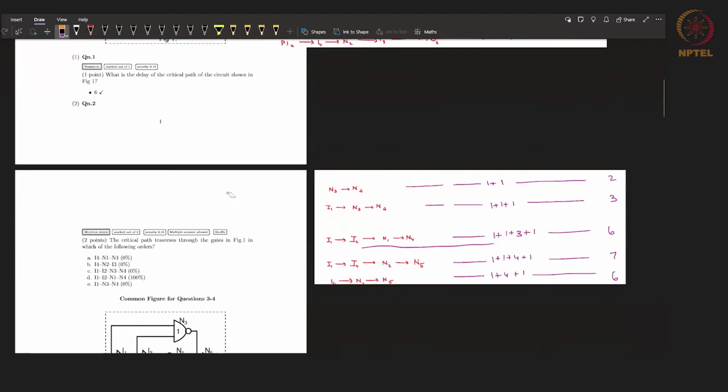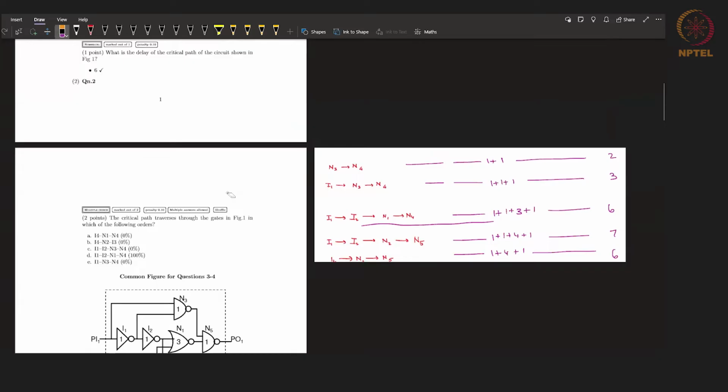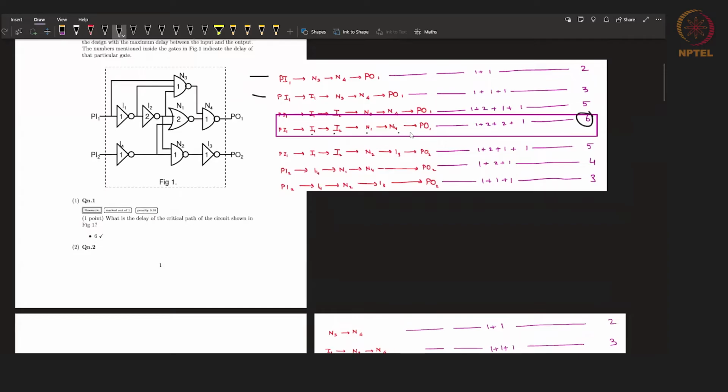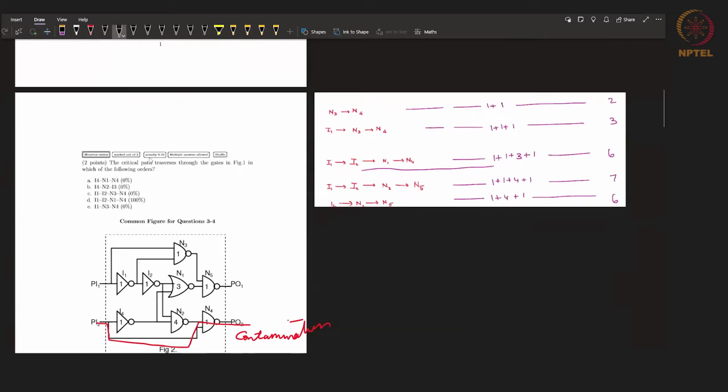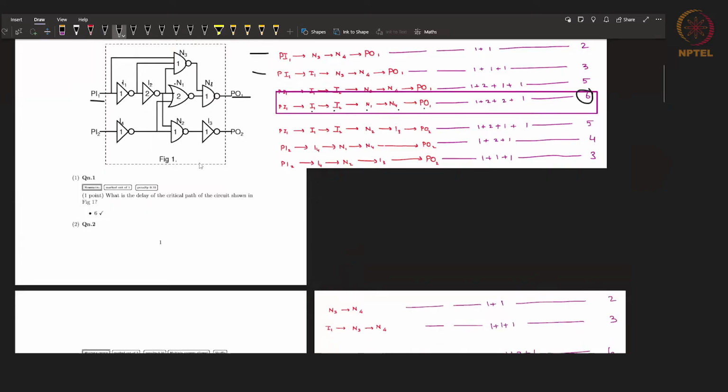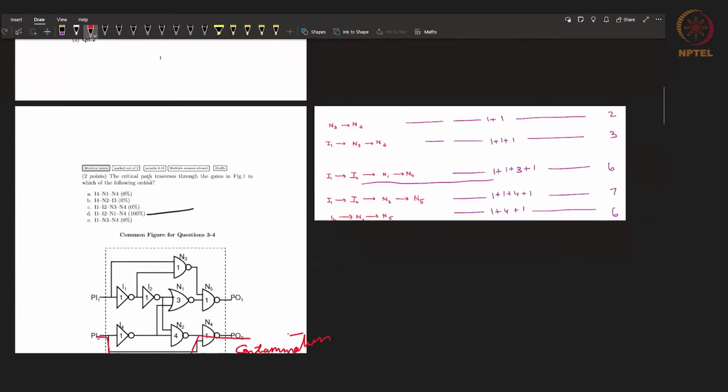Moving on to question number 2. The critical path traverses through the gates in figure 1 in which of the following orders? So, in the earlier discussion, we looked at the order in which it goes through, which is I1, I2, N1, N4, and PO1. Basically, PO1 is the output and PI1 is the input node, and these are the gates. So we're looking at the gates. That's question number 2.